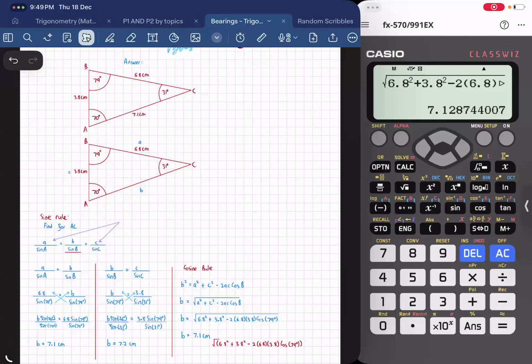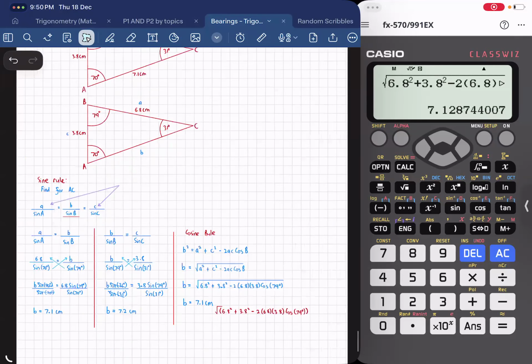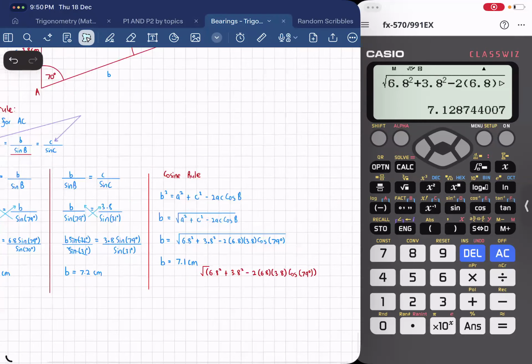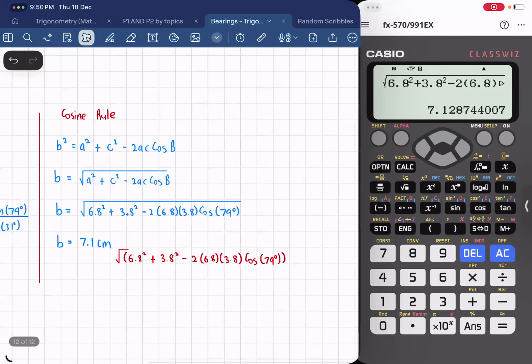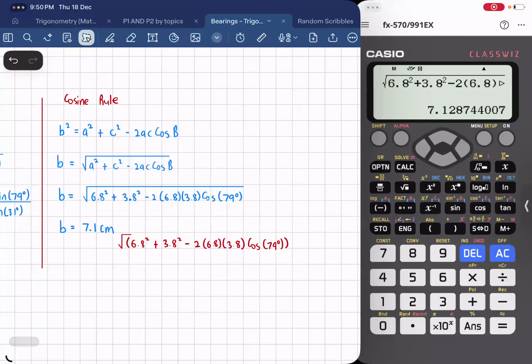So guys, if there was any method you didn't understand, let me know, and I will go over it. Somebody said they got 11.378999112. Which method? The cosine rule? The last method. All right, I will clear my calculator and we'll do it at the same time.